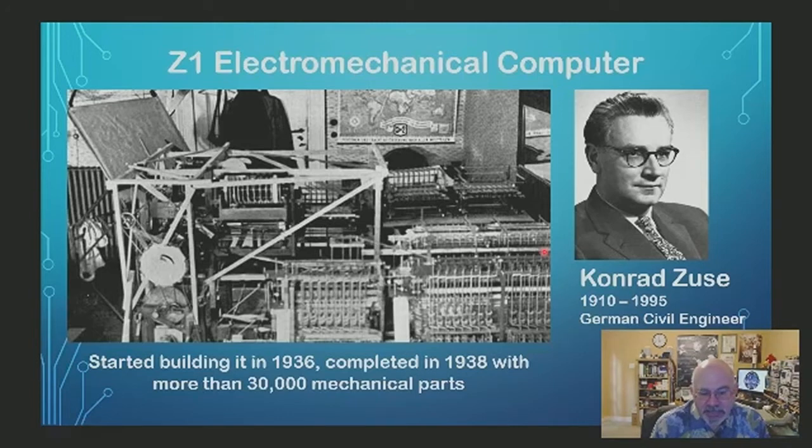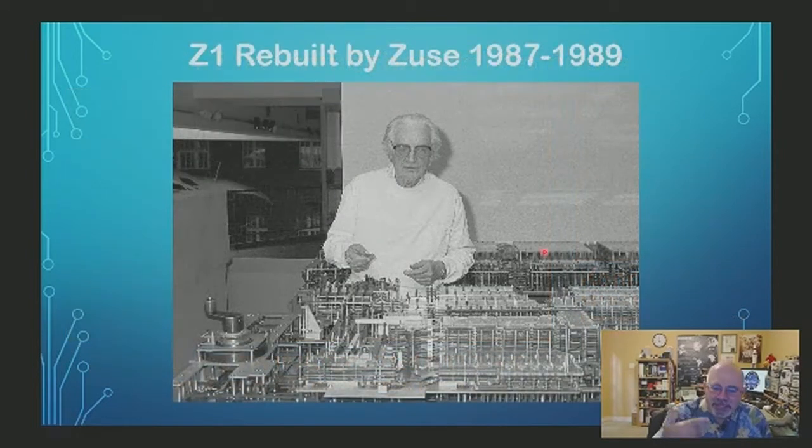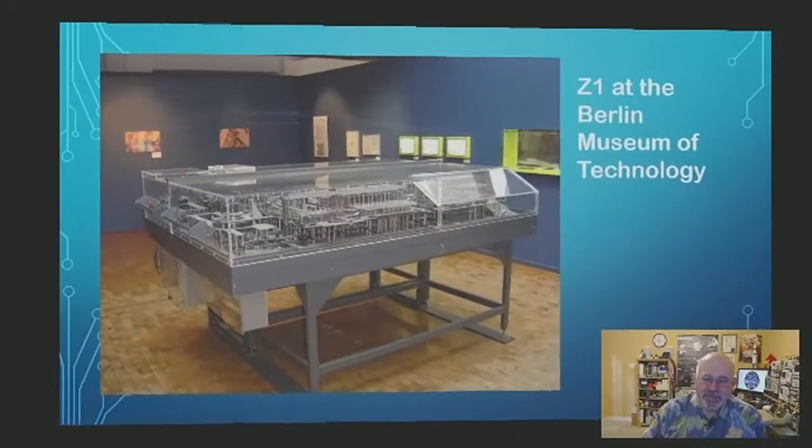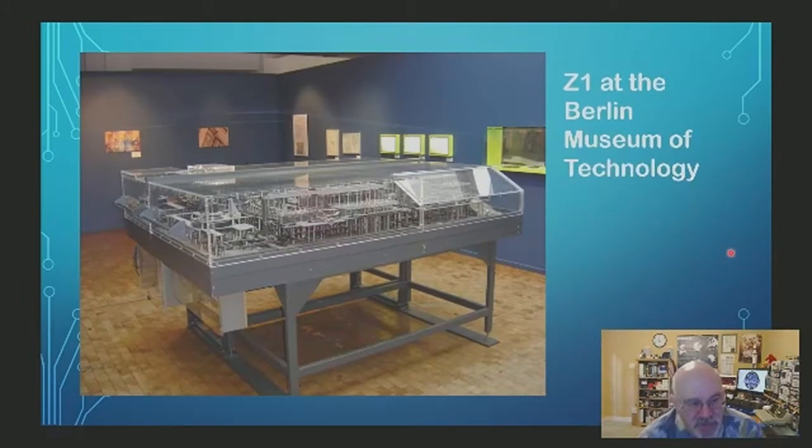And since we were about to get started on World War II, things didn't go very well, and he was not able to get funding or the proper parts to keep developing this technology. And he started building in the living room of his family house. And he was able to rebuild this machine later, in 1987, and now it is on exhibition in the Berlin Museum of Technology. This is a replica of the original C1 computer that worked.